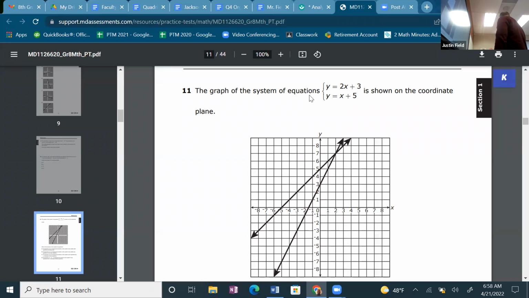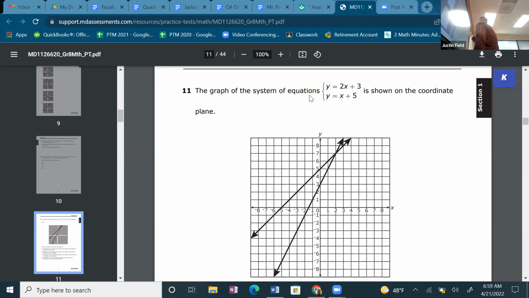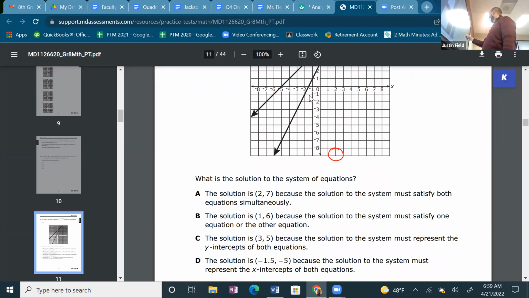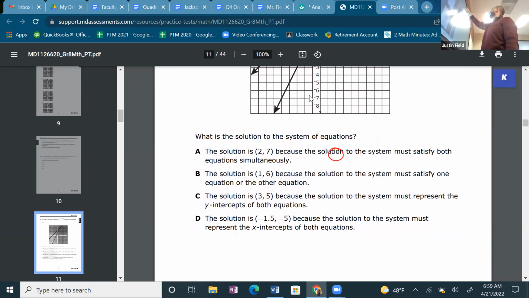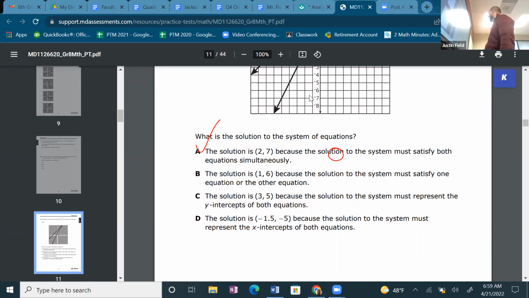Don't you just find where they intersect? Where do they intersect? So at (2, 7). They intersect. For our YouTube audience, they intersect at (2, 7). And so the solution is (2, 7), because the solution to the system must satisfy both equations. Yeah. There we go.